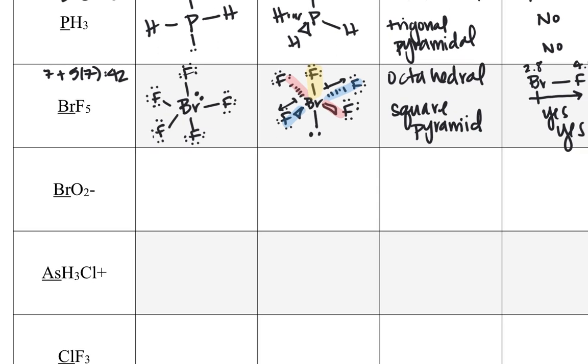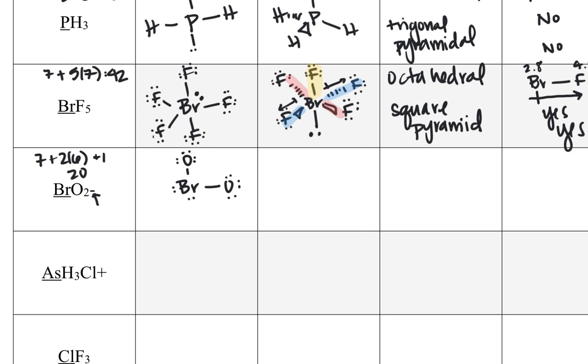So next, we have BrO2 minus. I would like to report that this minus should be up higher, but the formatting kind of gets crazy. So we have 7 plus 2 times 6 plus 1. You get an extra 1 for the negative charge. That gives us 20. So we're going to put our bromine in the middle. I'm going to connect my oxygens. So I'm going to start by using 16 of my electrons. And now I've used all my electrons, so all 20 have been distributed.